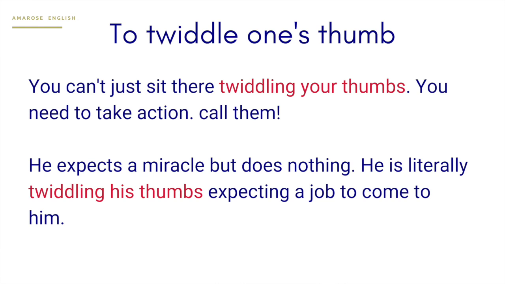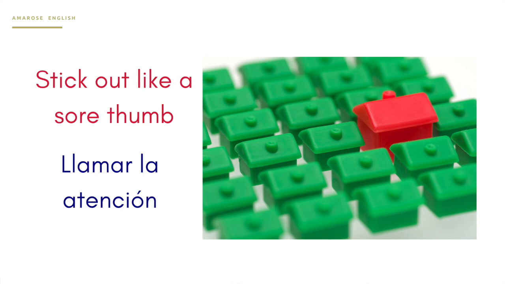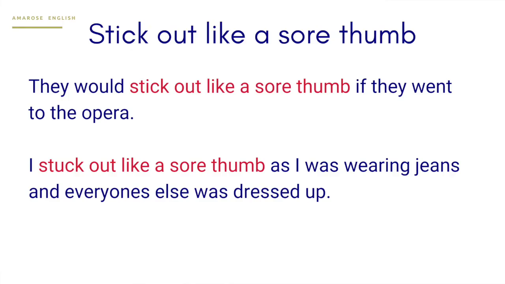Okay, and the next one we have is to stick out like a sore thumb. I think we saw this one briefly in the last video, but because we're using expressions with thumb, I thought I would use it again just to remind you of this wonderful expression. So to stick out like a sore thumb is llamar la atención. And I'm using the same sentences. They would stick out like a sore thumb if they went to the opera, or I stuck out like a sore thumb as I was wearing jeans and everyone else was dressed up.